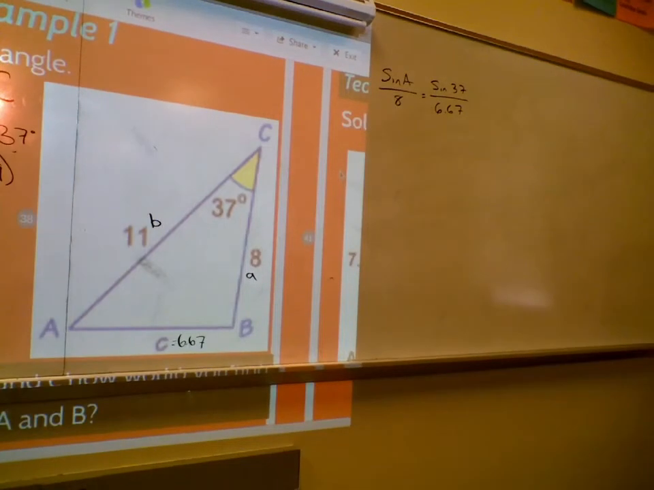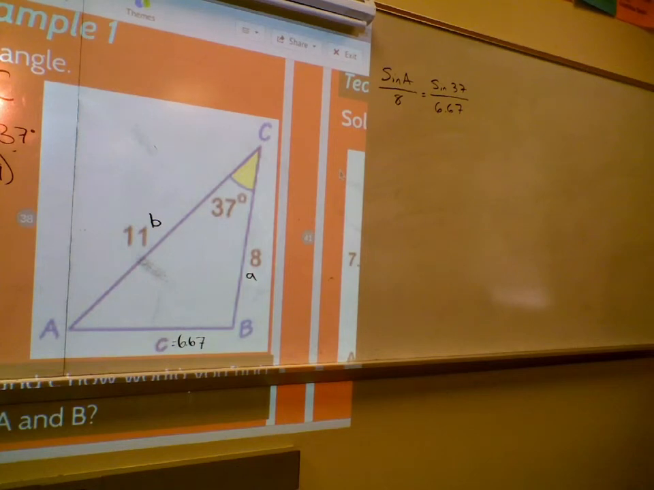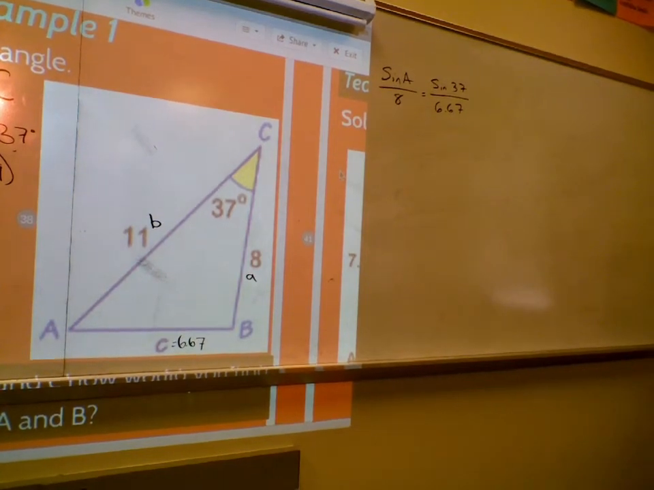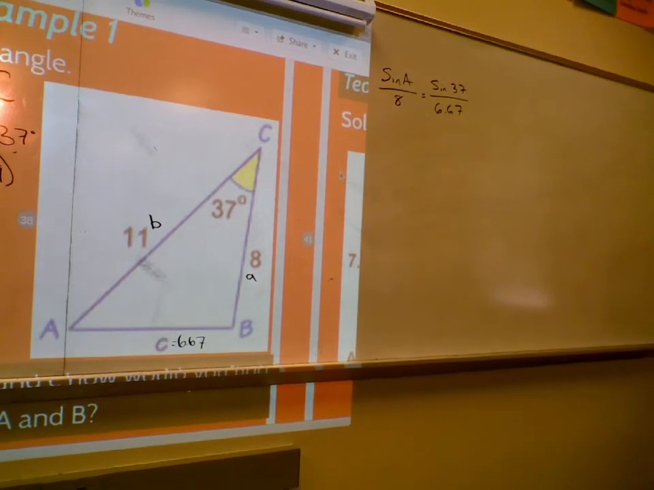This is for finding A and B. Yep, that's for finding A and B. We already found little c. So we're going back to finding angles. We'll get to finding angles in a second. Sorry.